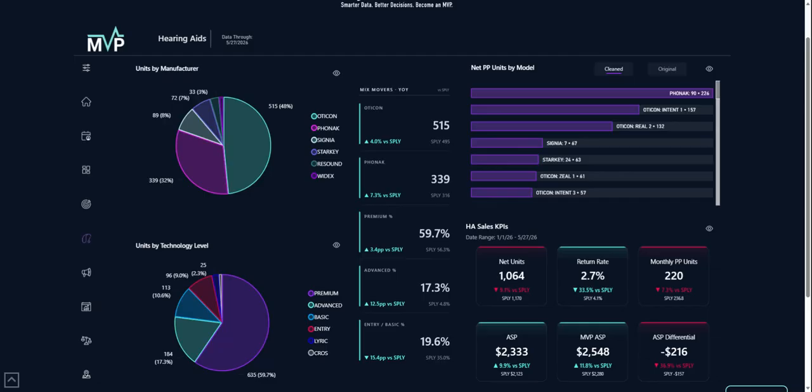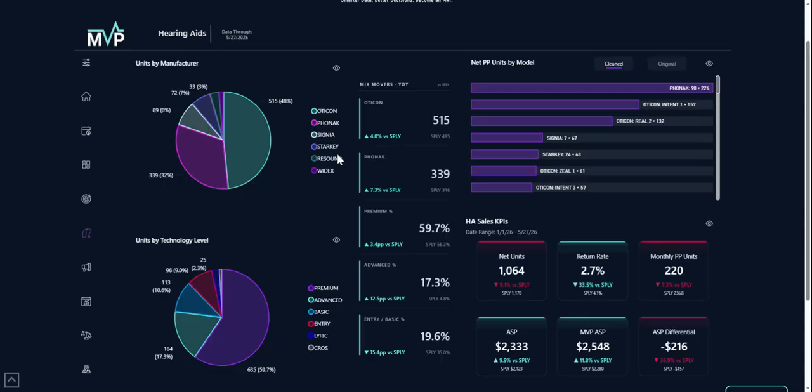or lower technology tiers. In the center of the page, the Mix Movers section highlights key year-over-year changes in your hearing aid mix. These metrics help identify meaningful shifts in manufacturer usage, making it easy to see which brands are gaining or losing share within your practice. Underneath, they also highlight technology adoption patterns compared to the same period last year.